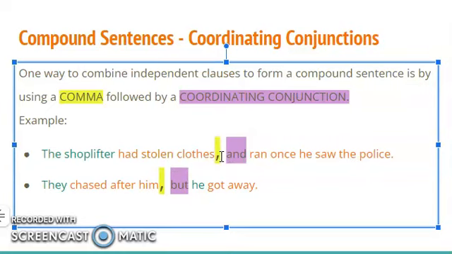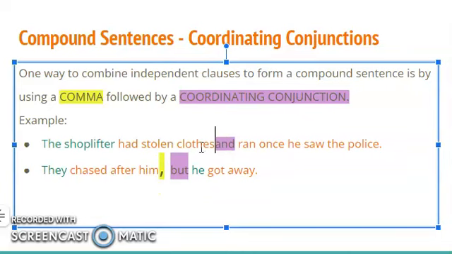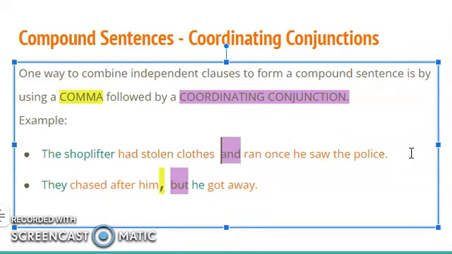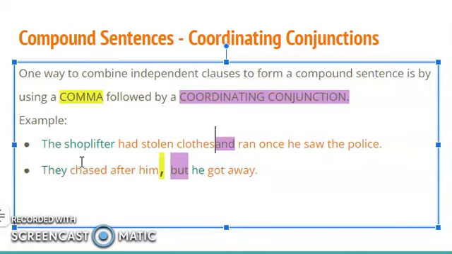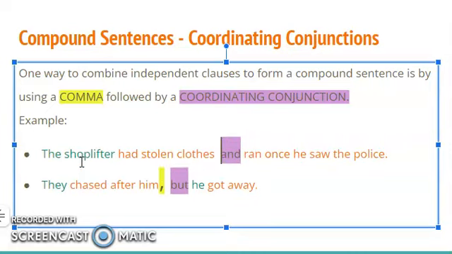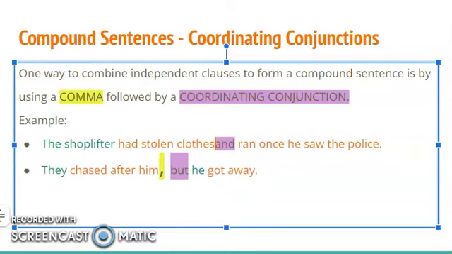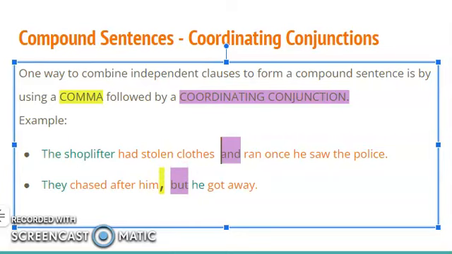We would then have to get rid of this comma right here, and we have the compound predicate, had stolen clothes and ran once he saw the police, and that is joining the two actions that the one subject, the shoplifter, is doing. So for it to be a compound sentence, we must add back in our comma and our subject on the other side.